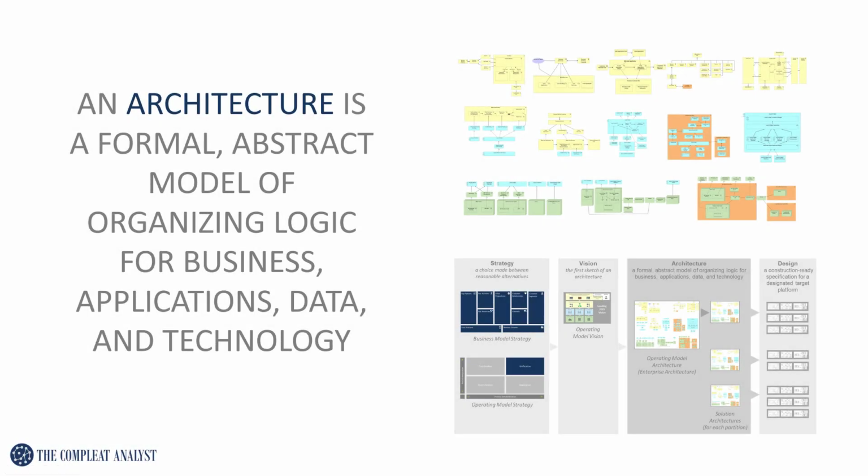To sum up, I realize this can be a bit tricky given how much work an architecture does, but try to work with this definition. An architecture is a formal, abstract model of organizing logic for business, applications, data, and technology. We've also explored how those models are created using formal modeling languages, such as Archimate 3.1, and can become quite large as they take on the scale and complexity of a significant enterprise. It also helps to think of architecture in relationship to strategy, vision, and design. Thinking of it as part of a life cycle can help you put it in the proper context.